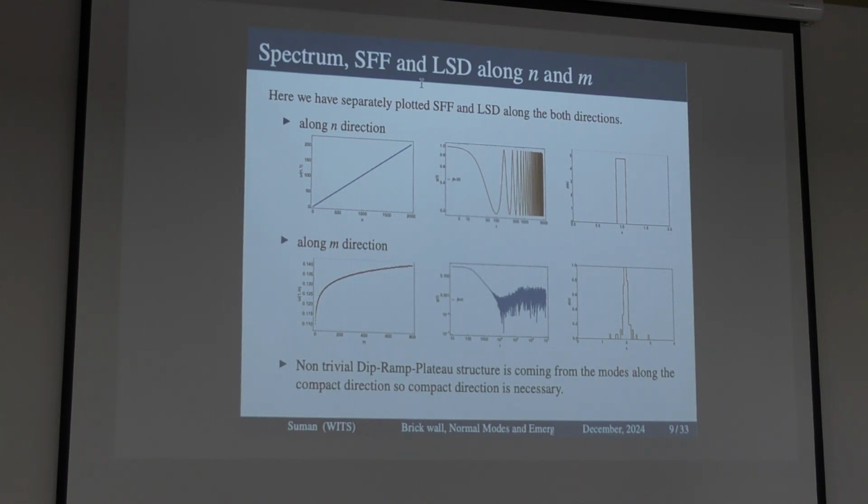And do you have a plot of the spacing distribution? Yes, this is the level spacing distribution. It's like Wigner-Dyson, you can say, because at s equal to 0 it's 0 and at s equal to infinity it's infinity. So whatever you are calling this dip-ramp-plateau structure, this is just the Fourier transformation of the spacing distribution, right? Or not? It should be, right?